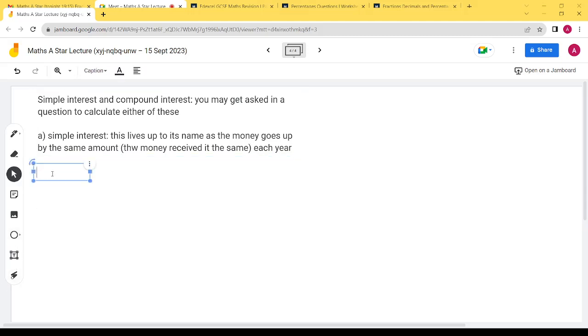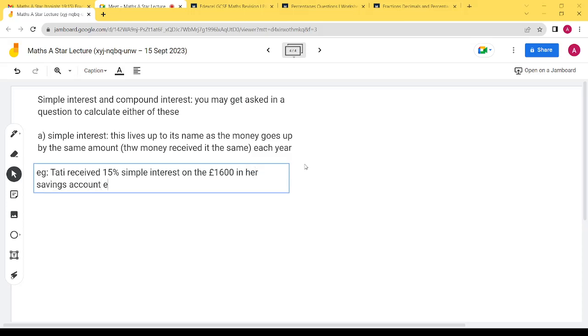So let's have an example of a question here. It's nothing too complicated, simple interest, but it's just understanding the terminology. You could say Tati received 15% simple interest on the £1,600 in her savings account each year. How much had she received after 3 years?